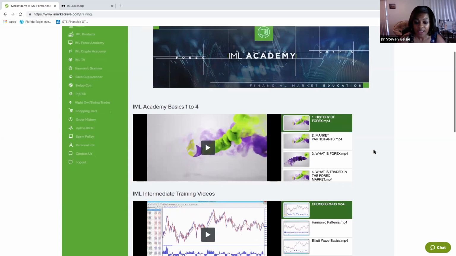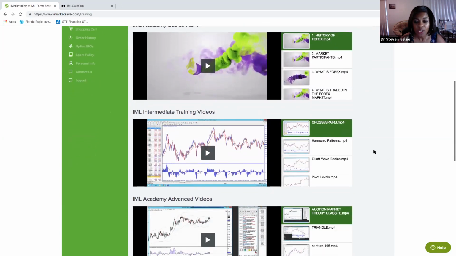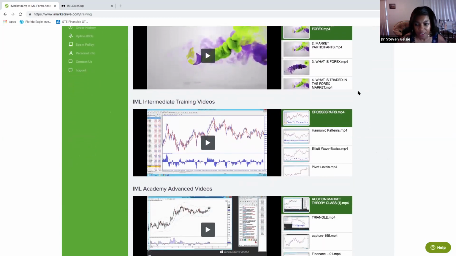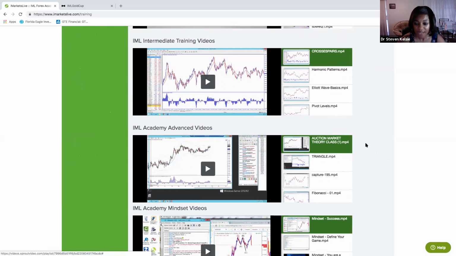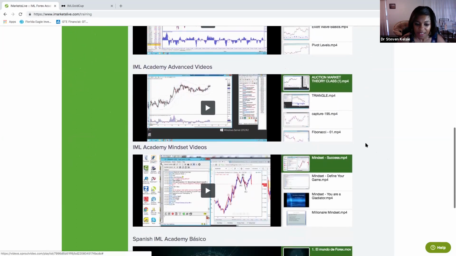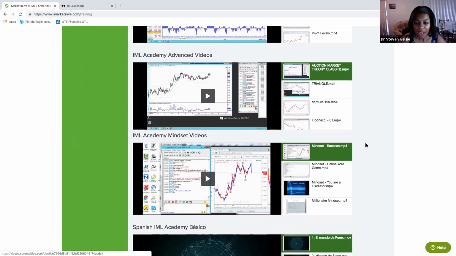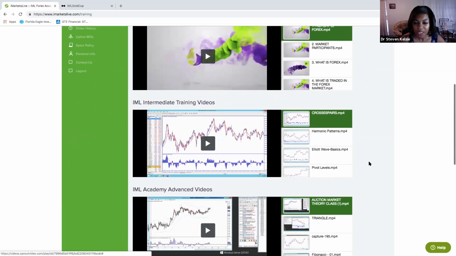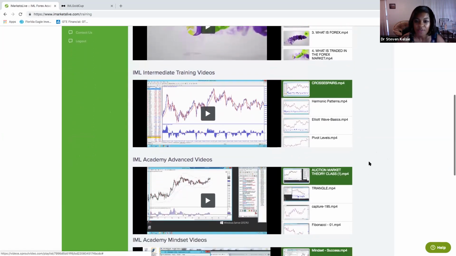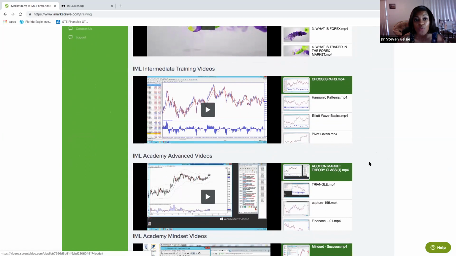1 through 4. And then after 1 through 4, you want to go into your intermediate training videos. Then after that, once you get saturated in the intermediate, you go to your advanced. And then after the advanced, you go to mindset. And then after mindset, you go back to basics 1 through 4, because you want to make sure that you have this information. Sometimes you're going to forget, which is normal. So always go back to the basics. It's something that we have to remember.